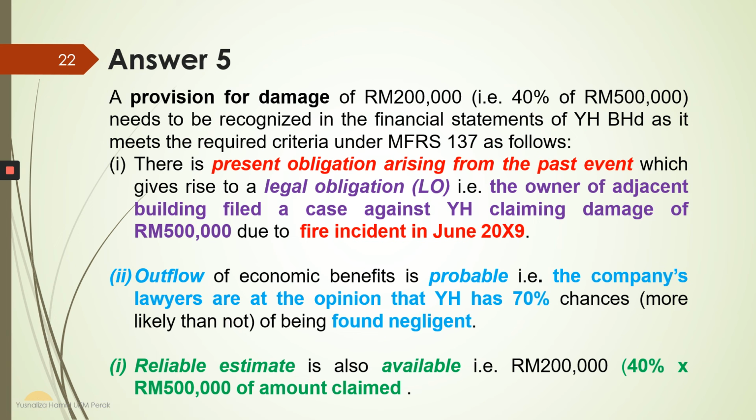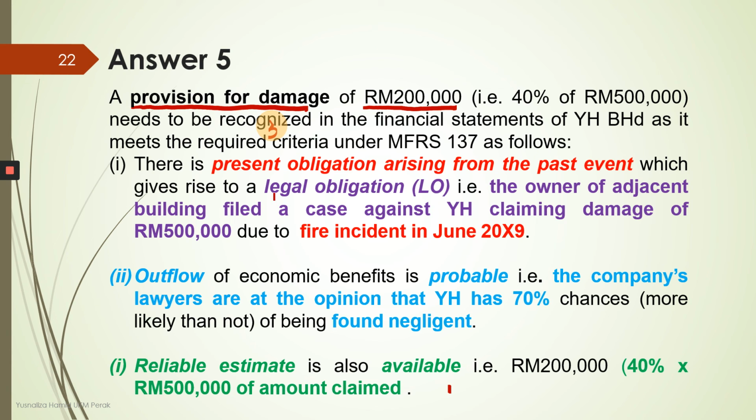Earlier, what we did was to first talk about the criteria, and then only give the conclusion. But in this example, what I did was I started off by making a conclusion because I know that the 3 criteria have been met. So a provision for damage, I put the reliable estimate there, should be recognized. Why? Because it meets the criteria under MFRS 137. It meets the required criteria, all 3, right? So there is a present obligation arising from past event.